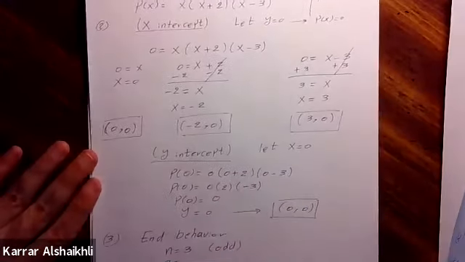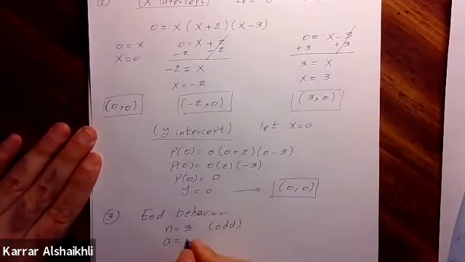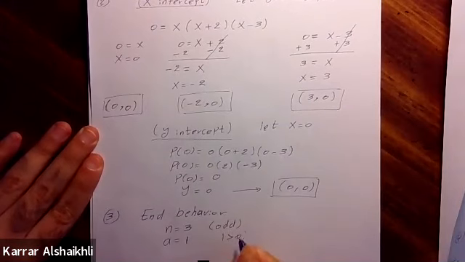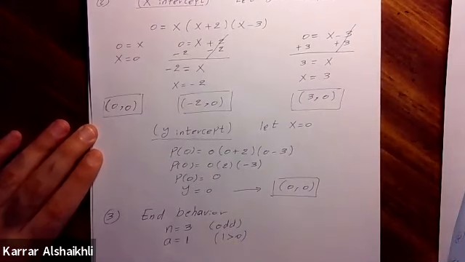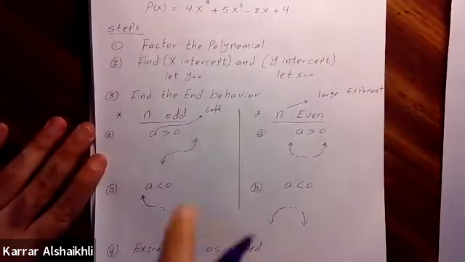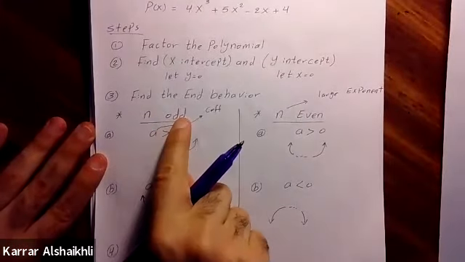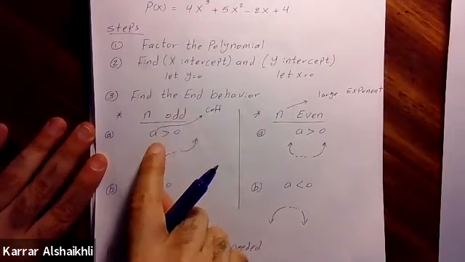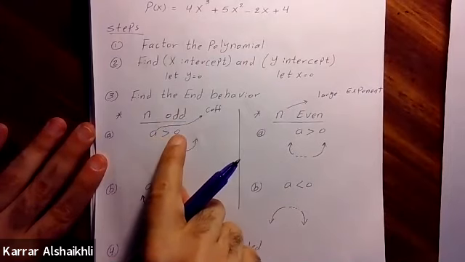That means I'm just going to write down 1. 1 is greater than 0, which means a positive number. So I'm going back to these notes. N is 3, which is an odd number. A is greater than 0 because it's positive.